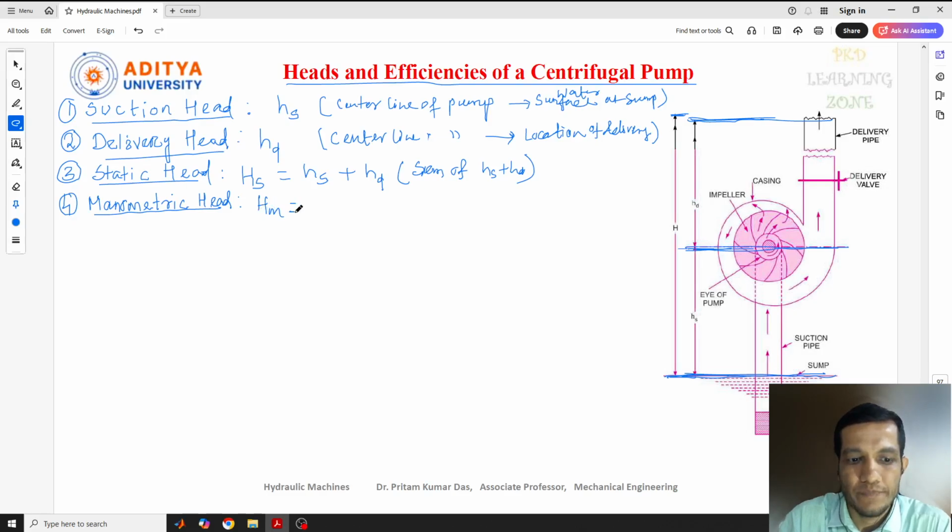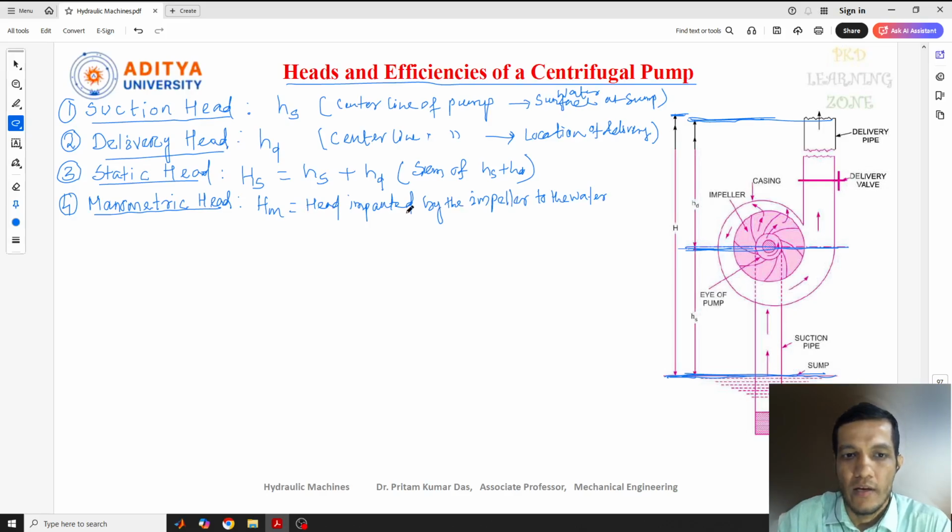HM can be written as the head imparted by the impeller to the water. This is HM. This is not the full definition or the full formula for this.